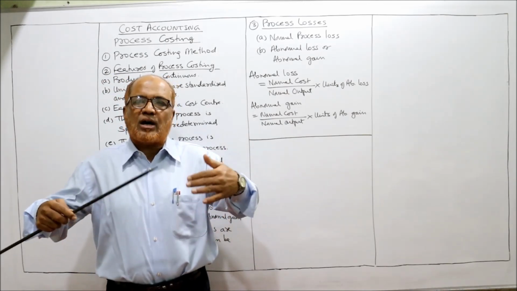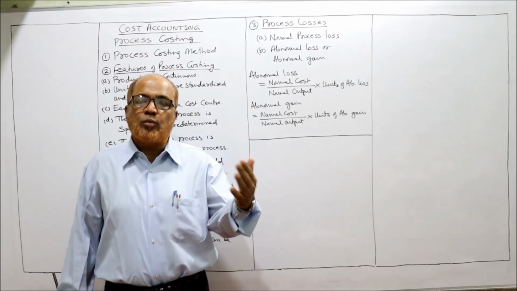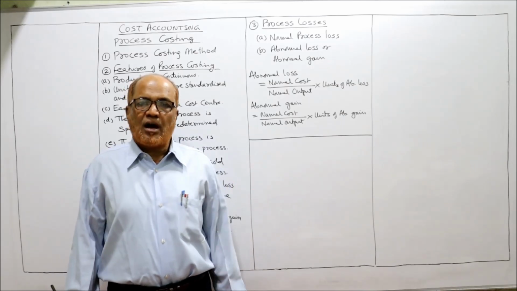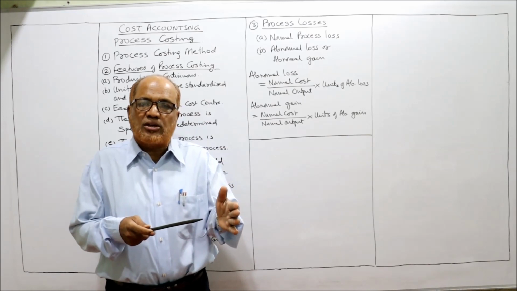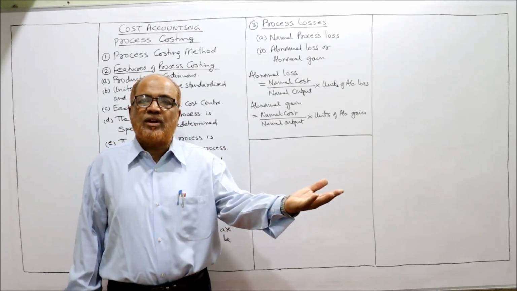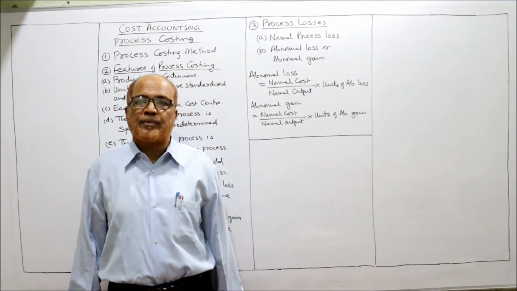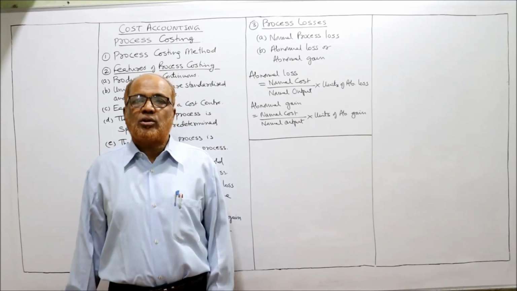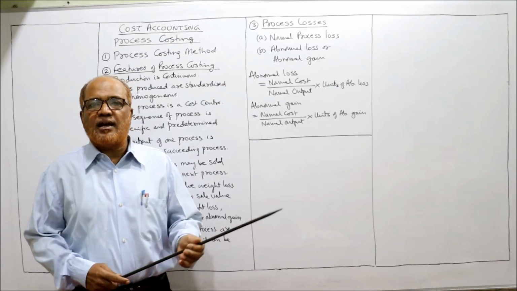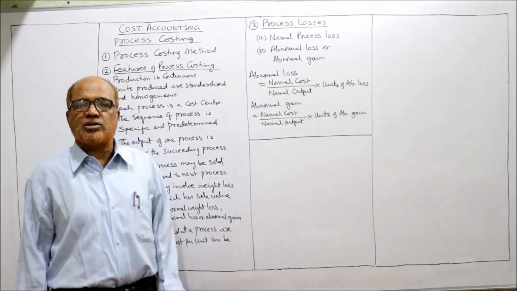Suppose 1000 tons are introduced, the output may be 950 tons. Out of 1000 tons introduced, we got only 950 tons of output. What happened to the remaining 50 tons? It is loss in weight. It is normal loss. The losses are again divided into normal loss and abnormal loss.